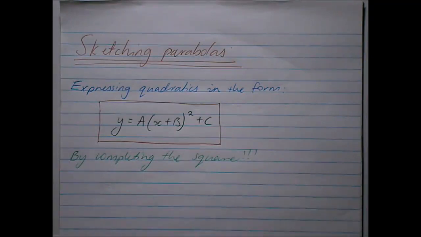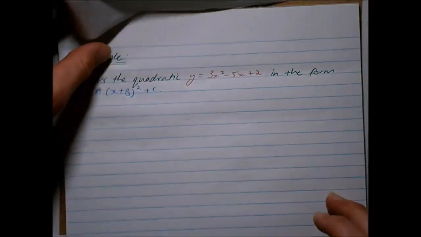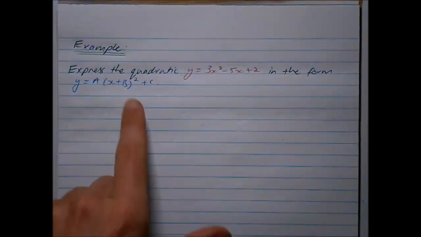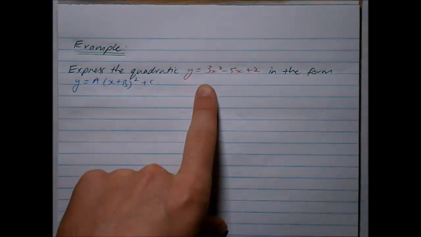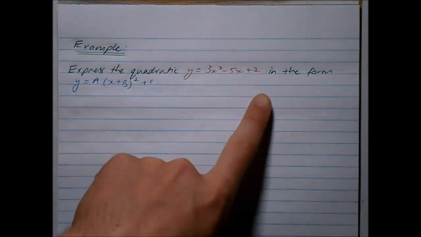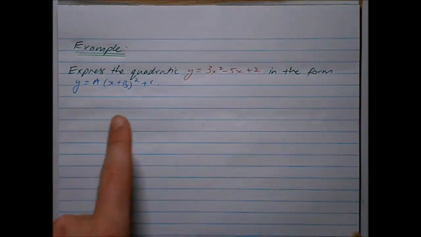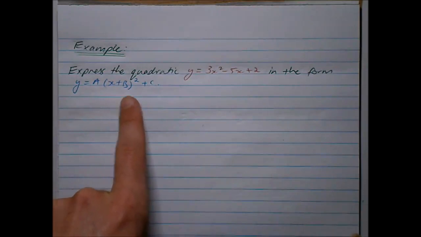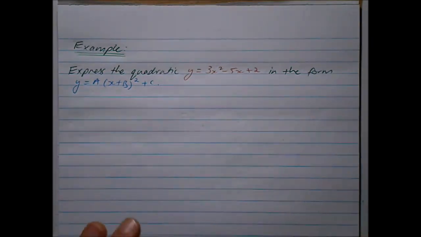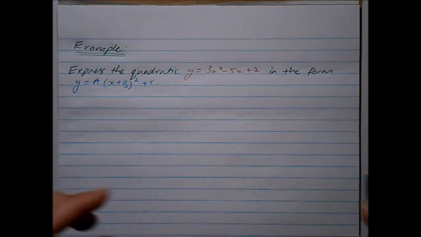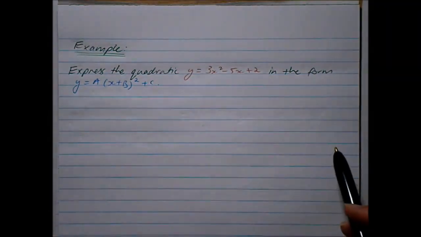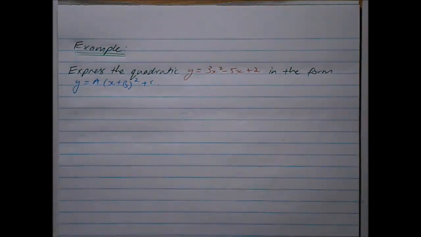Alright, so let's look at the example that we're going to be doing today. The example we're given is they want us to express the quadratic y equals 3x squared minus 5x plus 2 in the form y equals a outside of (x plus b) squared plus c. And this completing the square method is actually a really cool method. It's a method you can use for any quadratic to factorize it into an (x plus b) squared so that we can grab our roots out very quickly.